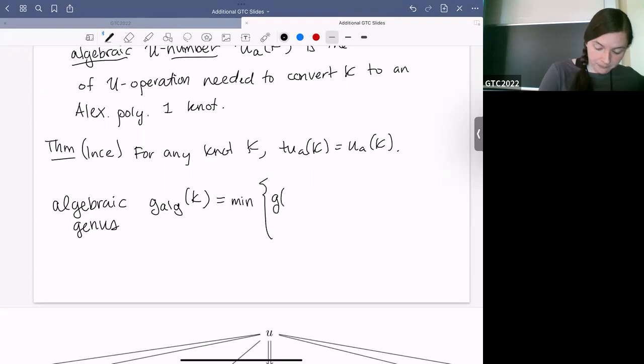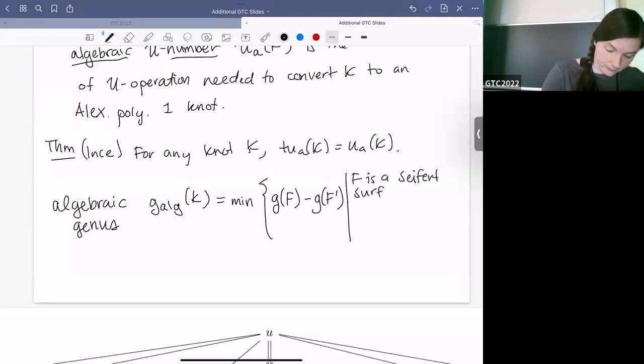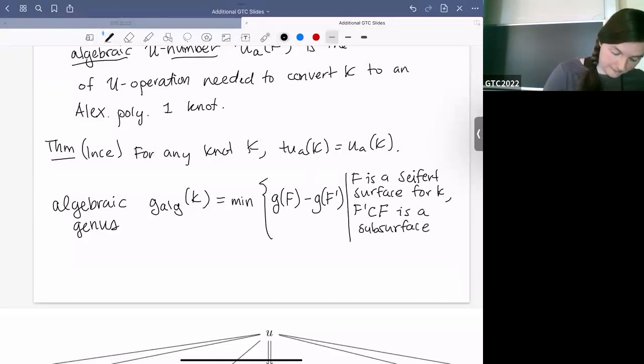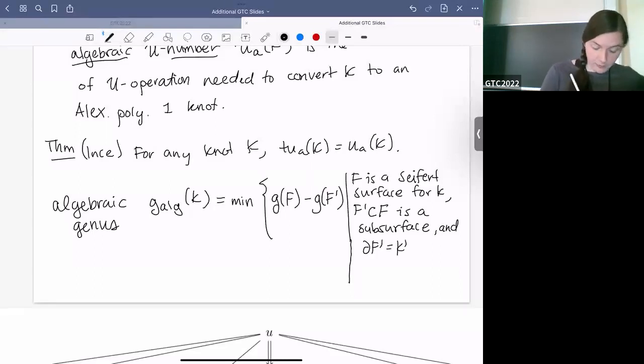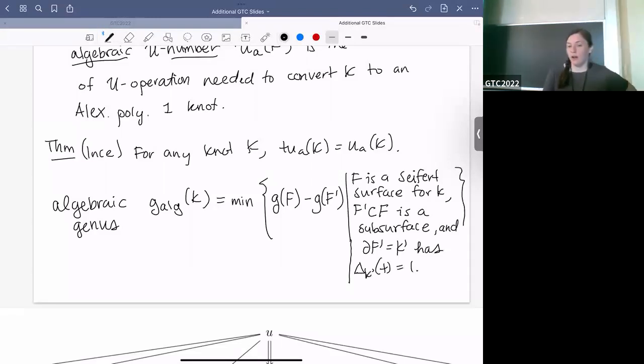So it's the minimum of the difference, so g of F minus g of F prime, such that F is a Seifert surface for K, F prime is a subsurface of F, and the boundary of F prime is some knot K prime, which has Alexander polynomial 1. Okay.